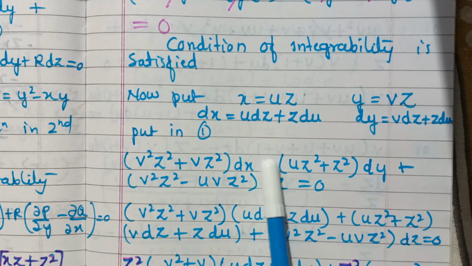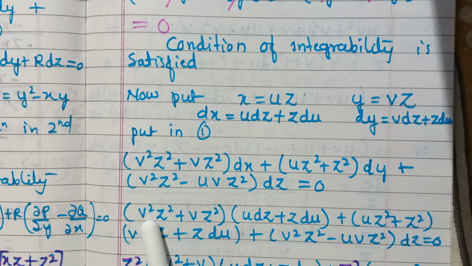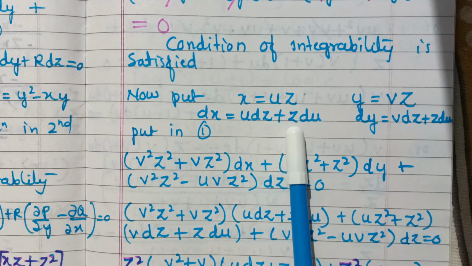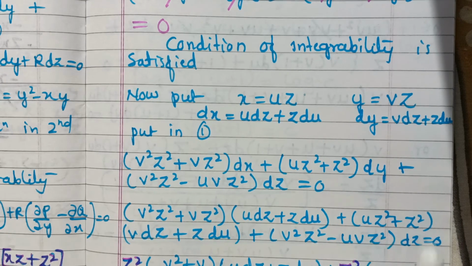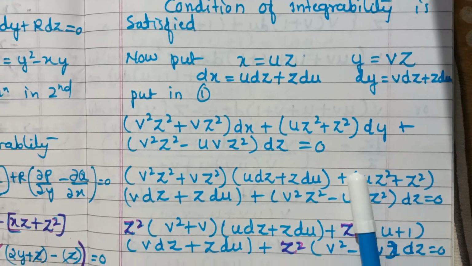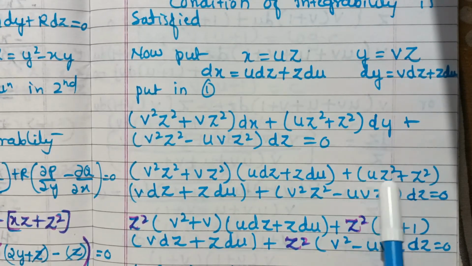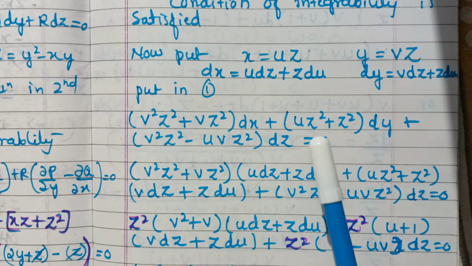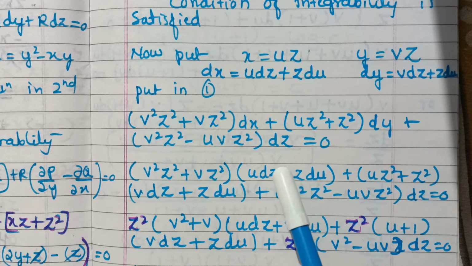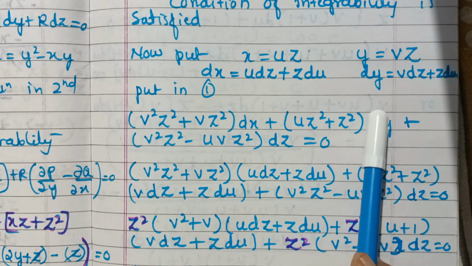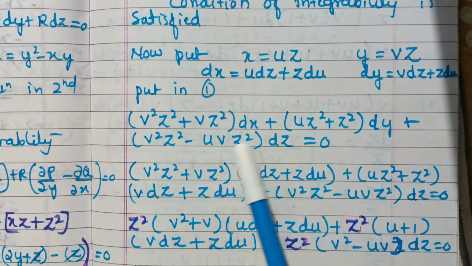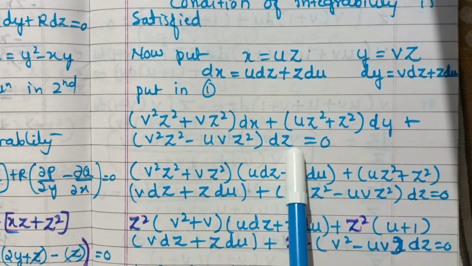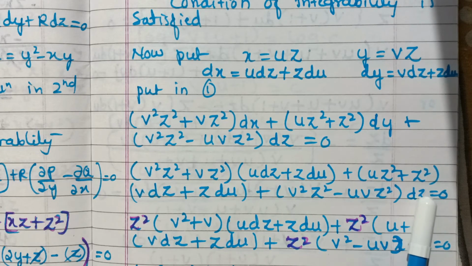Again we have to put the values of dx and dy. Now here, putting the values, keep it as it is. Put the dx value, that is u dz plus z du. Put it here. Again plus, keep this value as it is and put the value of dy, that is v dz plus z dv. Put it here. Plus, keep this value as it is because we are not having any dz value. So keep the third term as it is.